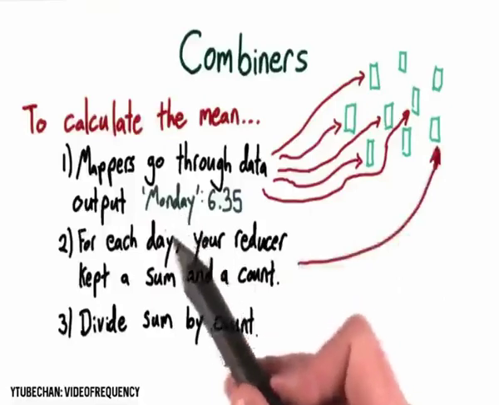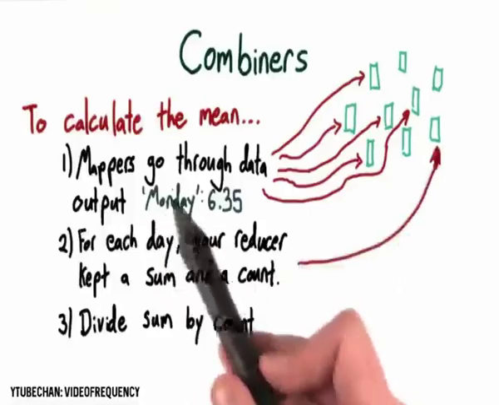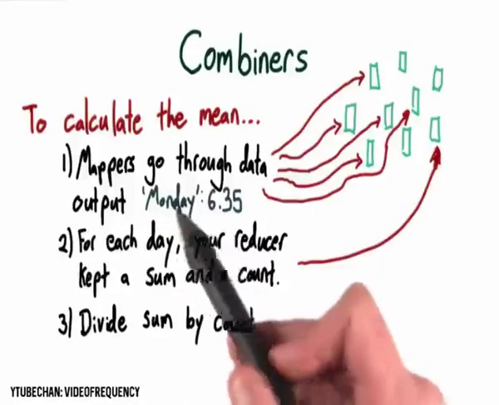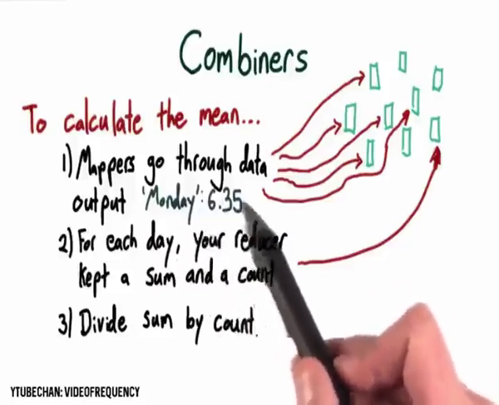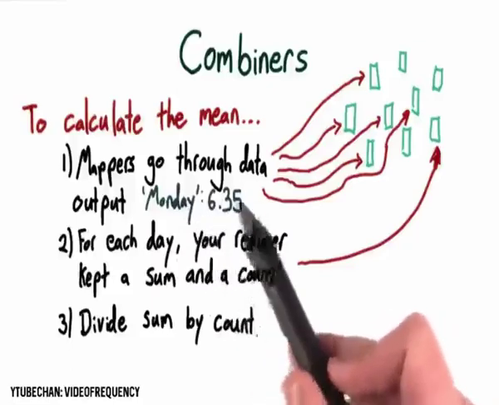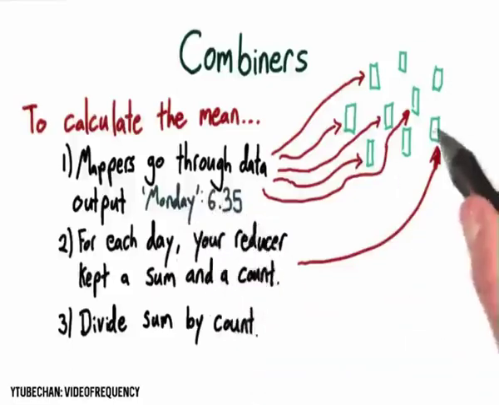Because if there's a lot of data, even if each individual output was simply a day and a number, depending on the number of records we have, transferring all this data to the machine where the reducer lived is a lot of bandwidth. That's going to be a lot of traffic on our network that we don't necessarily want and that it doesn't actually seem like we need to have.